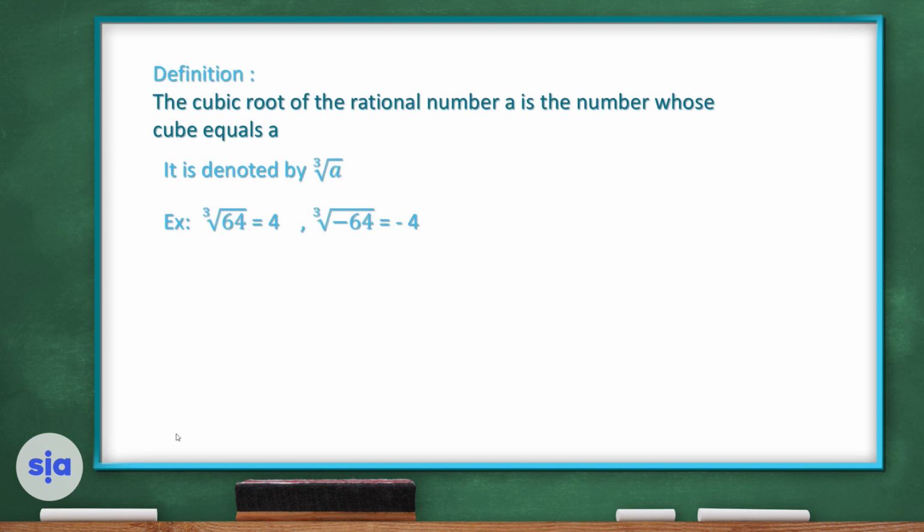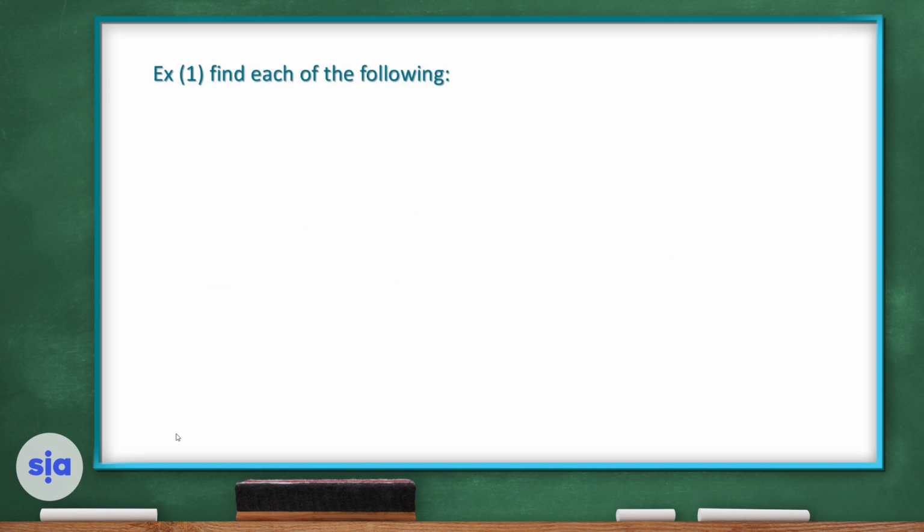Same thing goes with the negative number. What number multiplied by itself 3 times gives me negative 64? You do the cubic root of 64, which is 4, and then you put the negative outside. So the cubic root of negative 64 is negative 4. The cubic root of any number has the same sign as this number.